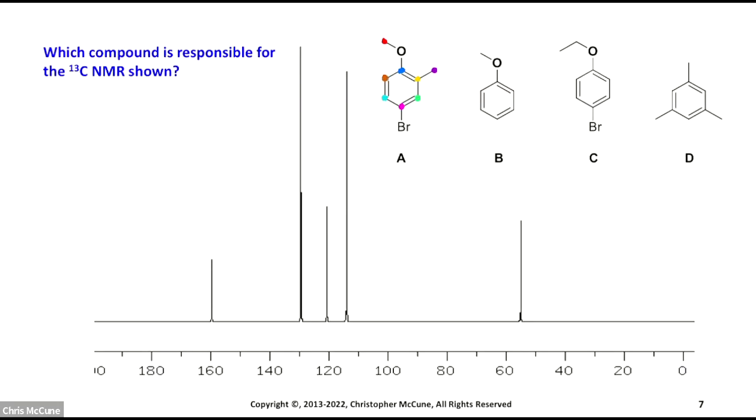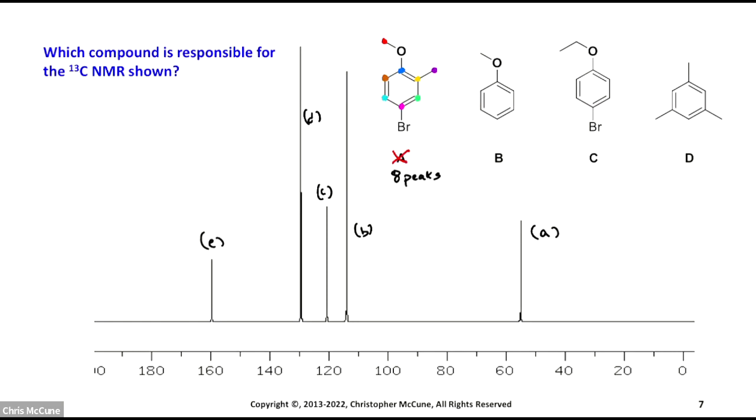Okay, so I see how many colors I have. 1, 2, 3, 4, 5, 6, 7, 8. I see 8 unique carbons, so I would expect 8 peaks. And looking at this carbon 13 NMR, I have 1, 2, 3, 4, and 5. And so A cannot be the correct structure for this carbon 13 NMR.